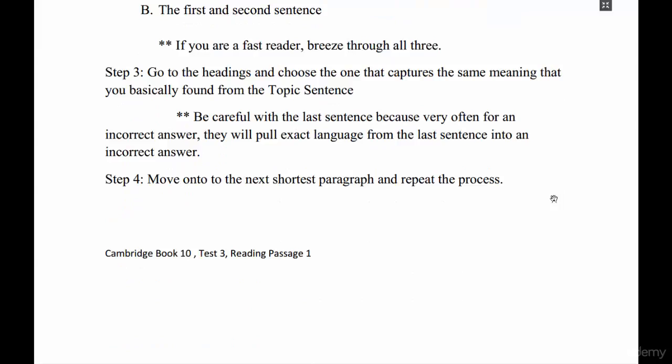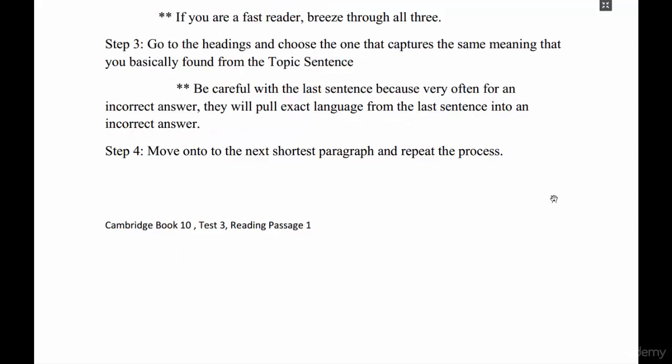This one is from Cambridge Book 10, Test 3, Reading Passage 1. If you want to, you can stop the tape right now and go ahead and do it yourself, and then come back and start the video, and you can go through the answers with us as we explain how we came to those answers. All right, let's go through it.